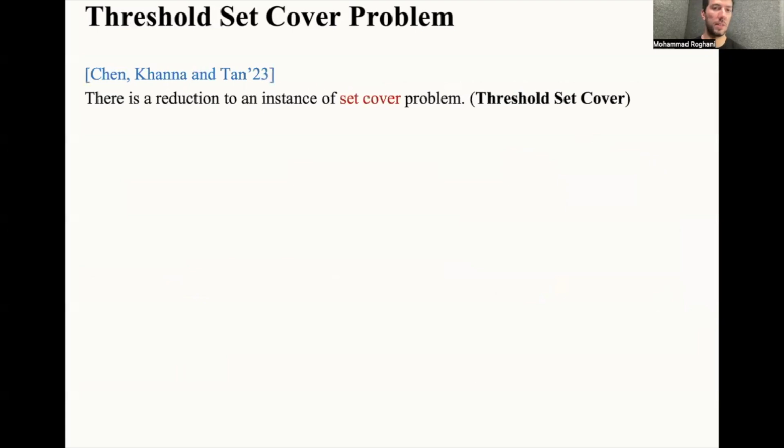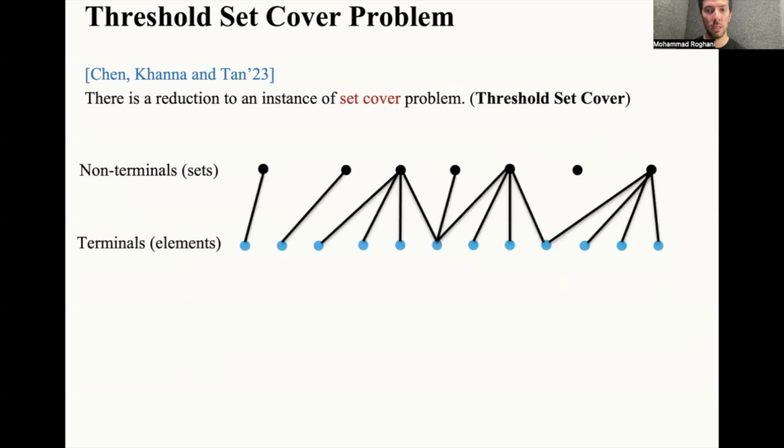In the threshold set cover problem, which was defined by Chen, Hana, and Tan, they proved that there is a reduction to an instance of a set cover problem that we call threshold set cover. So we have different sets, and also we have elements. Here elements correspond to our terminals, and non-terminals are the sets. So we want to cover these elements using non-terminals to decrease the cost of the Steiner tree.